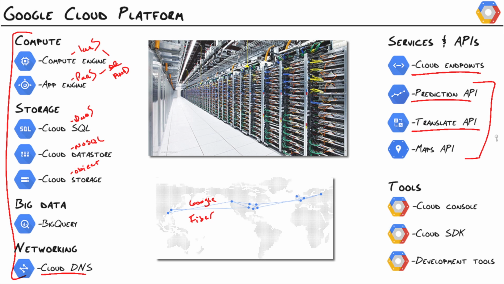The Translate API, you can translate to and from thousands of languages. And then obviously the Maps API for pinning or pointing or plotting or whatever you need to do with maps. As far as tools go, we have a lot of them to interact with the cloud.